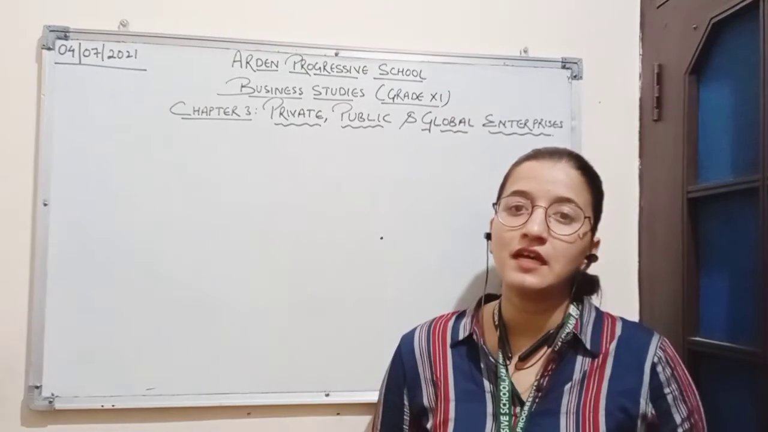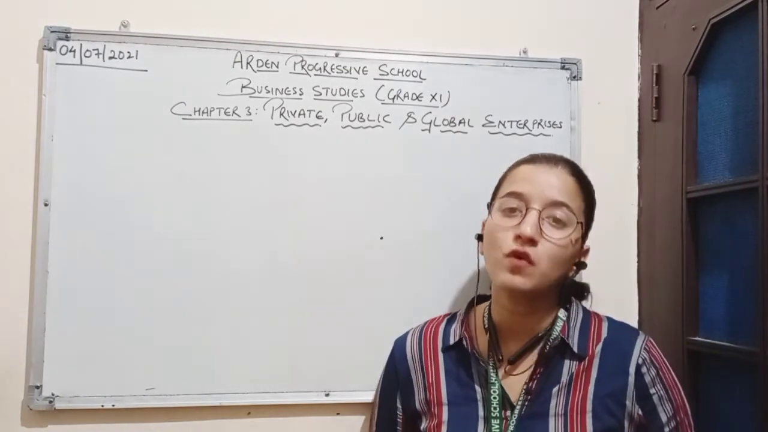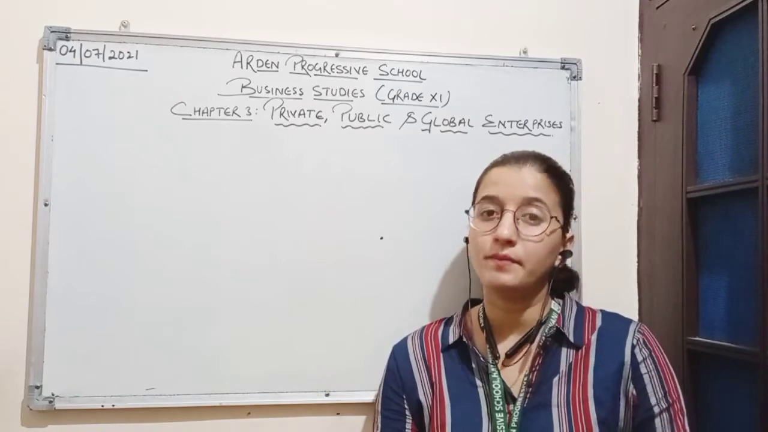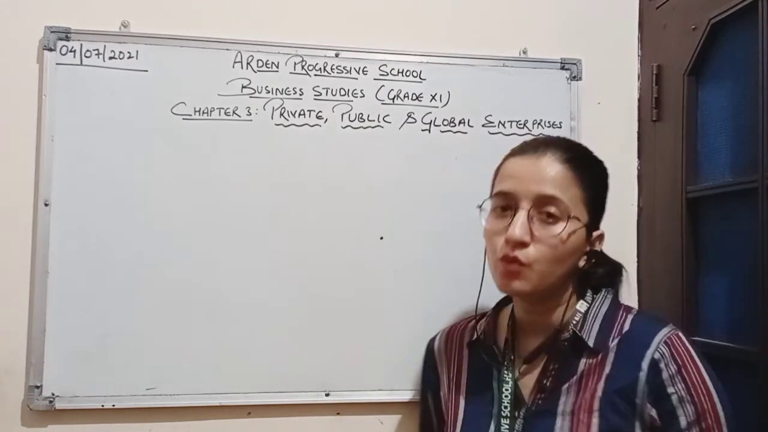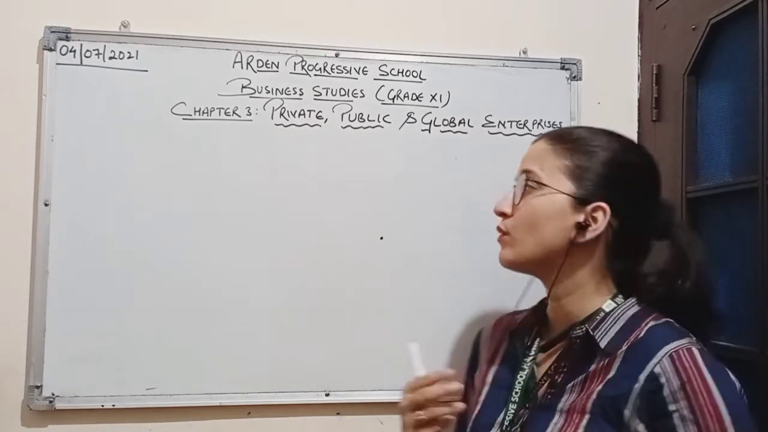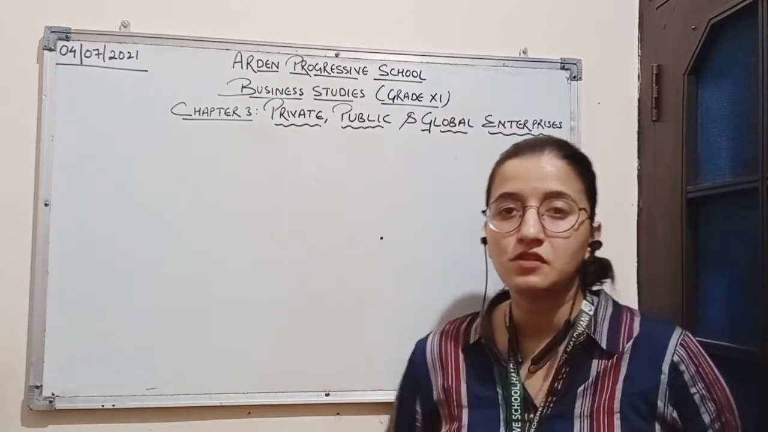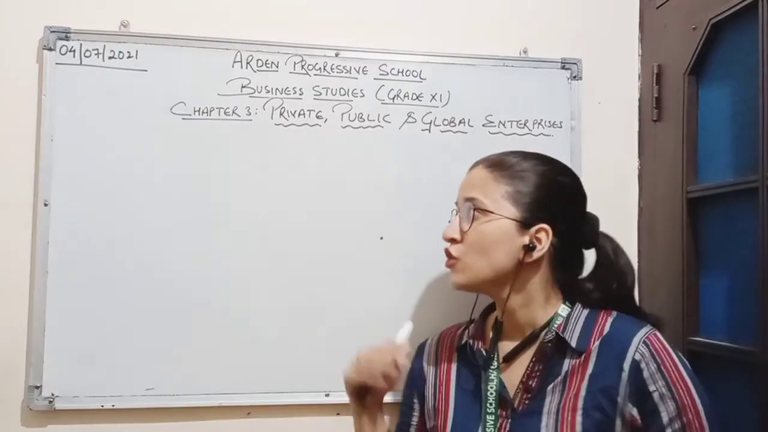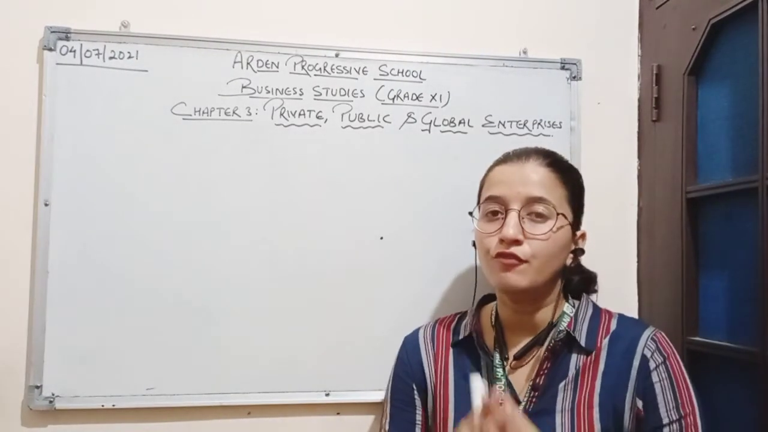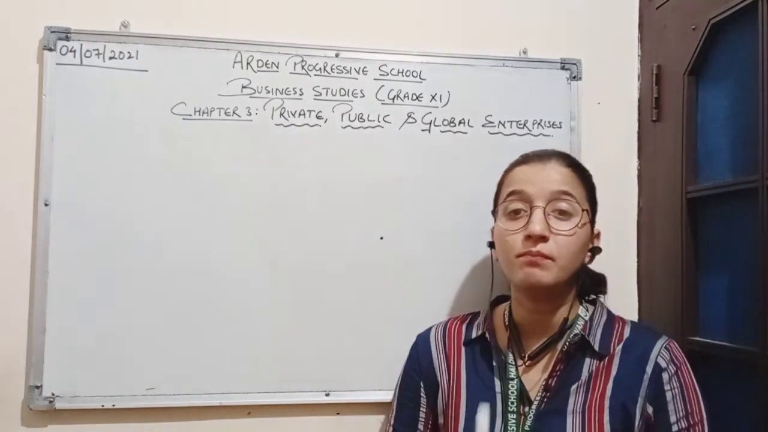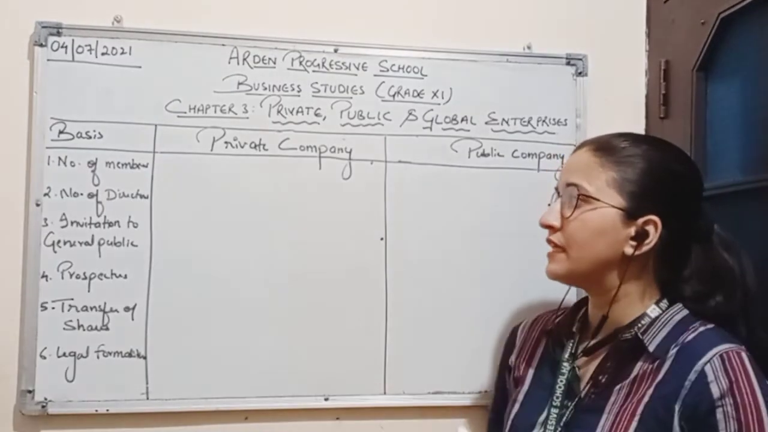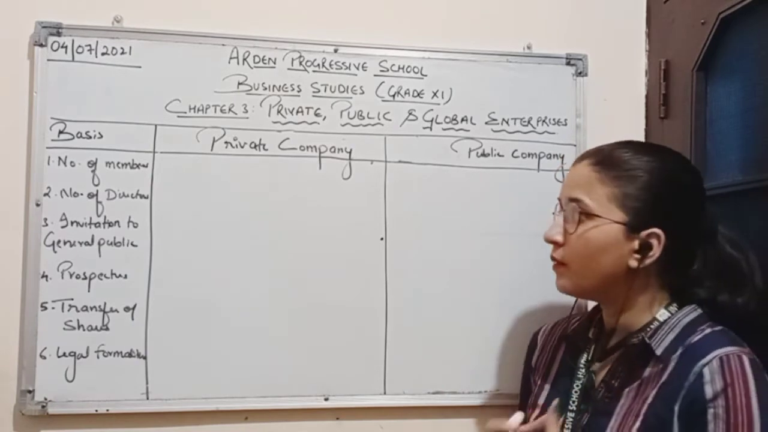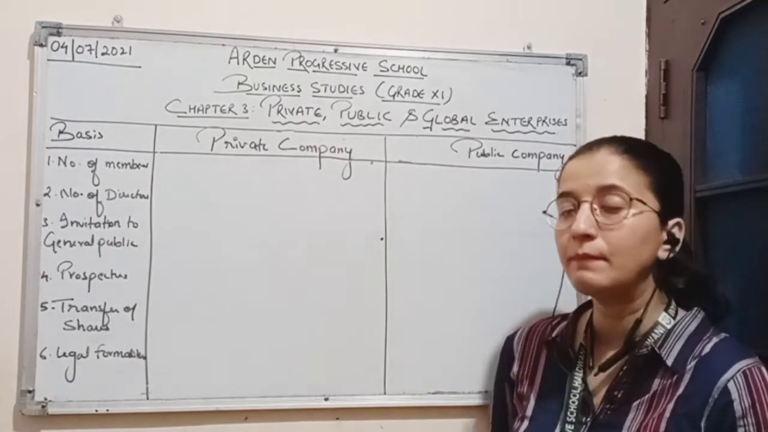In the previous class we studied the different forms of business organization in the private sector. Here we will be discussing some corporations or companies which come under the public sector and global enterprise. Before starting the chapter, first we will differentiate between public and private companies. Now we will discuss some differences between private company and public company.